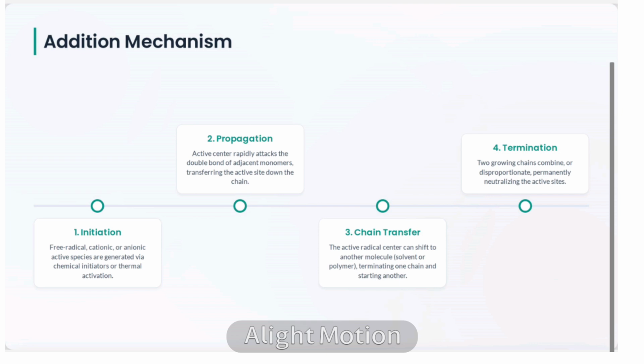Phase 3 is chain transfer. Sometimes the active radical site gets accidentally transferred to a solvent molecule, an initiator, or even another polymer chain. This effectively stops the growth of the original chain but starts a new one. And finally, phase 4 is termination. This occurs when two active growing chains collide and combine their reactive ends, or when they undergo disproportionation. This permanently neutralizes the active site, resulting in a stable, completed polymer chain.